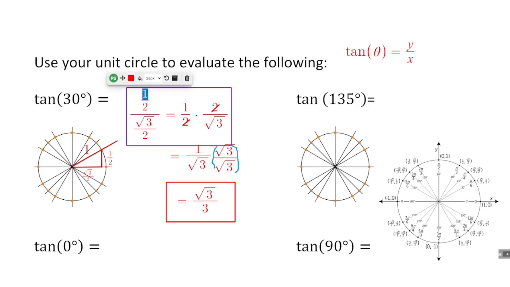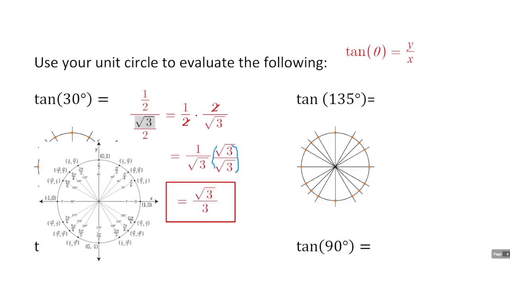See, 1 over root 3 over 2 just became 1 over root 3 because the 2's canceled out. That's going to happen on each of these coordinates inside the quadrants. So as you're evaluating this, the little shortcut is just to go straight to the numerators and divide those. And so that's what I'm going to do from here on out. Tangent of 135.